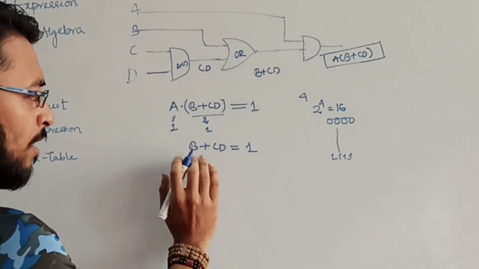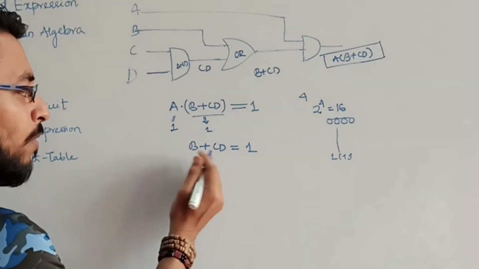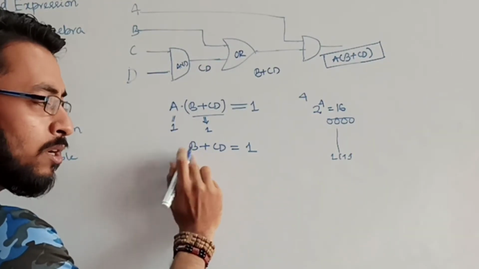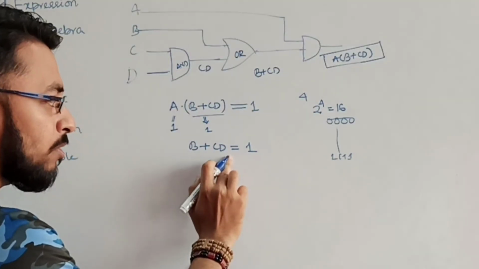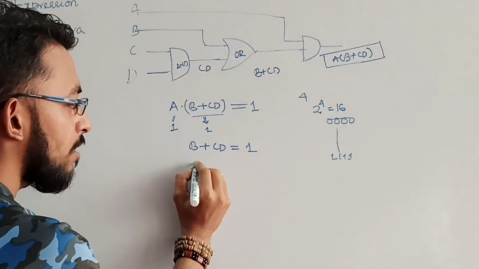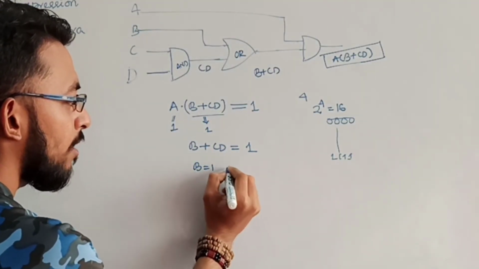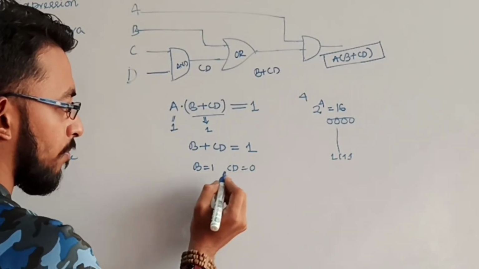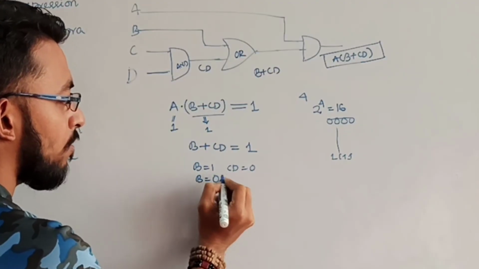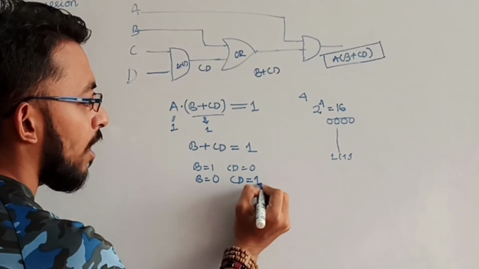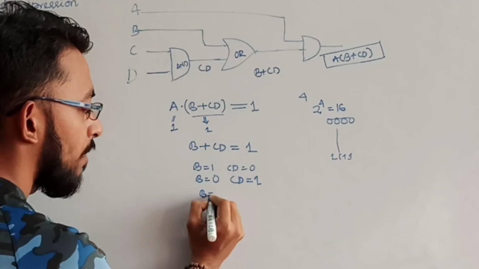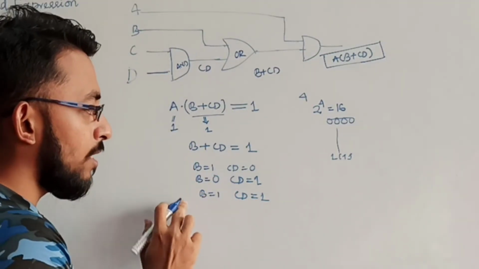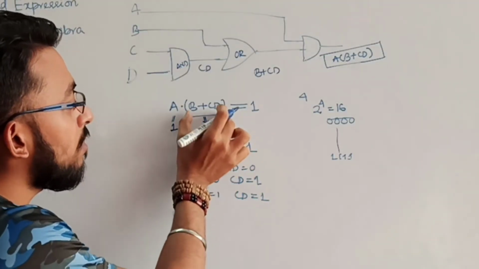Okay. Now B plus C D will equal 1 for what values? This is an OR operation. It means if B equal to 1 and CD can be 0, that is one case. Second one, B equal to 0, CD equal to 1. Or B equal to 1, CD equal to 1. These are the 3 possible cases for which the output of this will become 1.